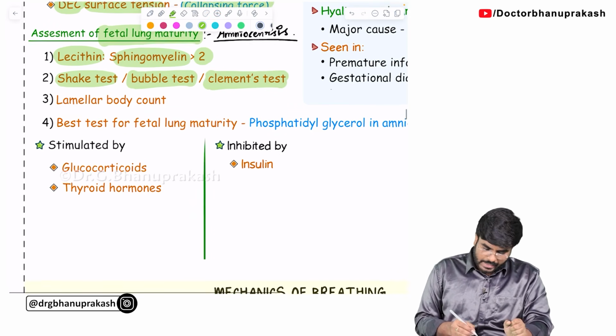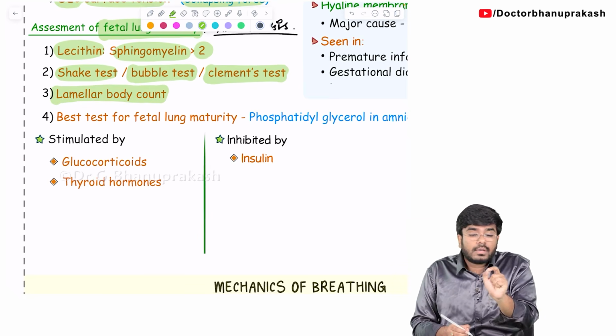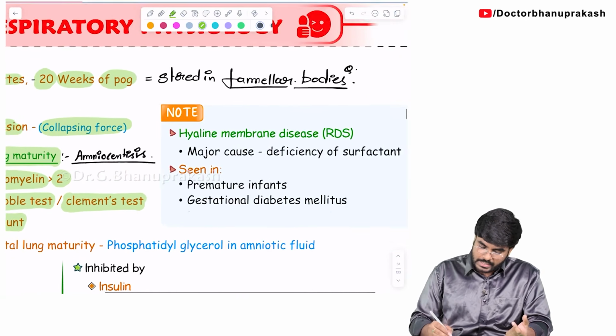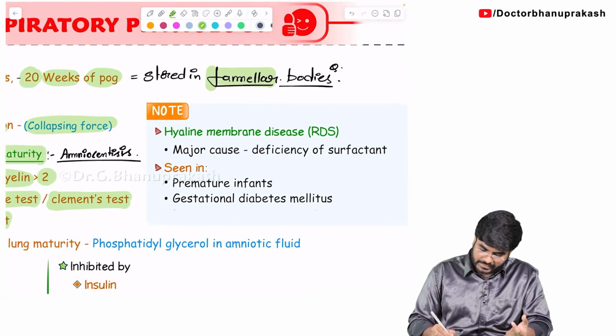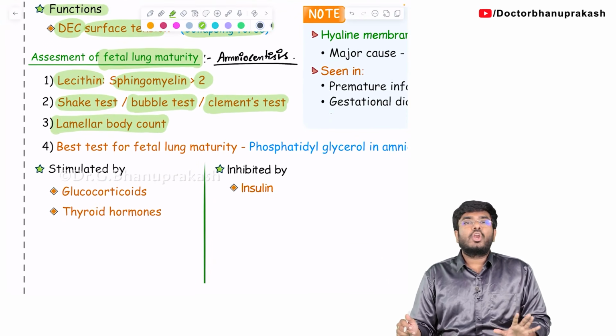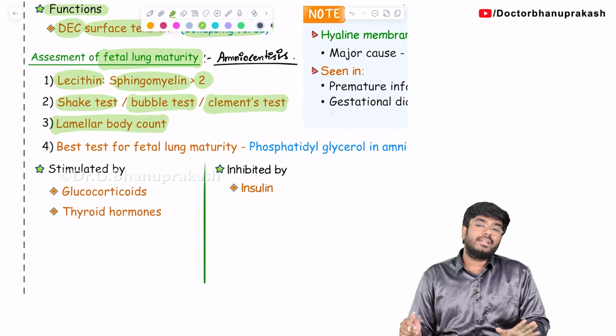Next, lamellar body count. Collect the amniotic fluid and count the number of lamellar bodies. What are lamellar bodies? I have told you, lamellar bodies are the ones which store the surfactant. If you have a good amount of lamellar bodies, it indicates fetal lung maturity. But these are not the best test. All these tests, yes, you can do, but they are not confirmatory, they are not gold standard.